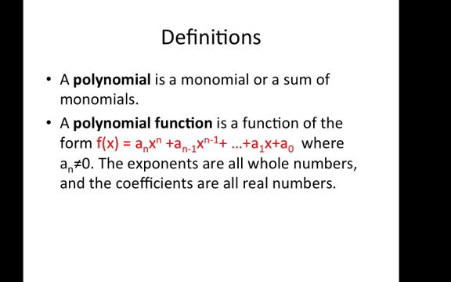A polynomial function is a function of the form f of x equals a_n x to the n plus a_(n-1) times x to the n minus 1, and on and on until you get a_1 times x plus a_0. One thing you need to notice is that when they are in standard form, you go from the largest power of x to the smallest power of x, which is your constant value. Where a_n is not equal to 0, the exponents are all whole numbers and the coefficients are all real numbers. So you have to have real number coefficients and whole numbers for your exponents.